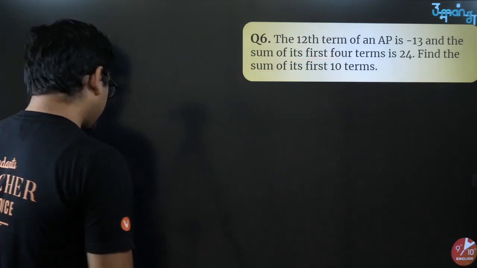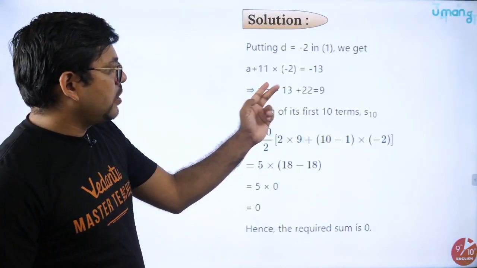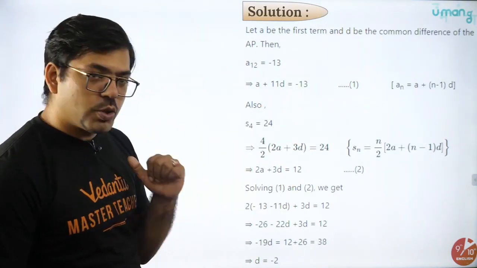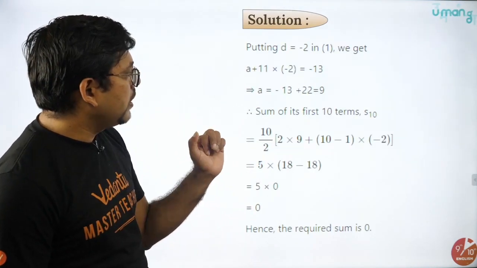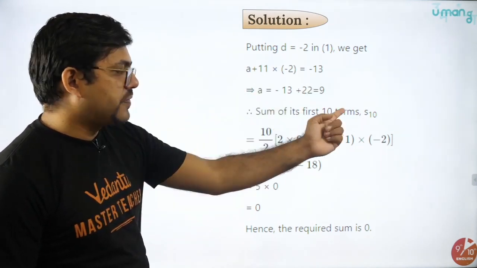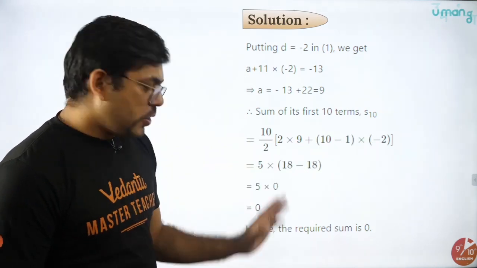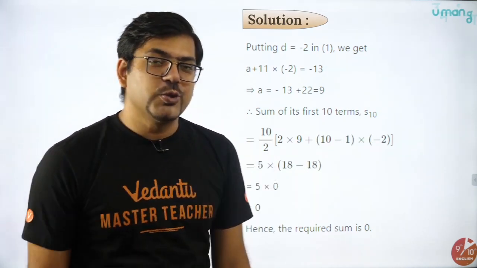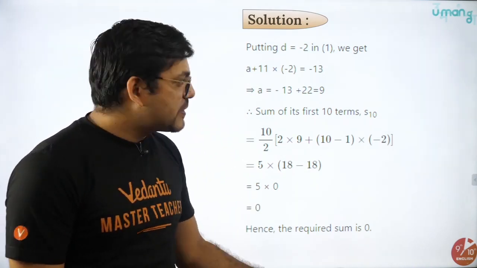Let me show you the solution, in case you find it difficult. Use the same methodology: a plus 11d equals minus 13, and 2a plus 3d equals 12. Solve them, and we get d equals minus 2. Thereafter we get a equals 9. Then the sum of its first 10 terms is 10 by 2 into 2a plus (n minus 1) into d. Solve it completely, and you will get 0. The sum of first 10 terms is equal to 0. Okay, fine. If you all got it, let's move on to the next question.